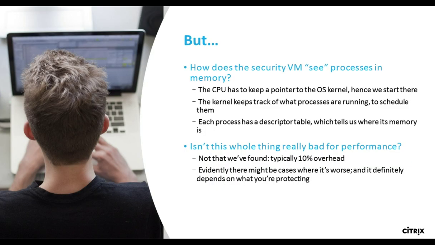But there's more. So how does the security VM actually see the process inside of memory? Well, the CPU has to keep a pointer to the OS kernel, and we're going to start effectively there. The kernel then keeps track of what processes are running to schedule them. And each process has a descriptor table which tells us where the actual memory is. And when it finds something it doesn't like, it will stop it based upon the set of rules that are applied.